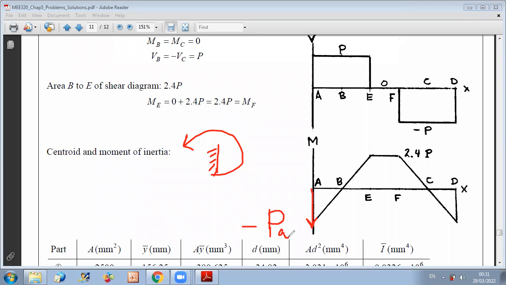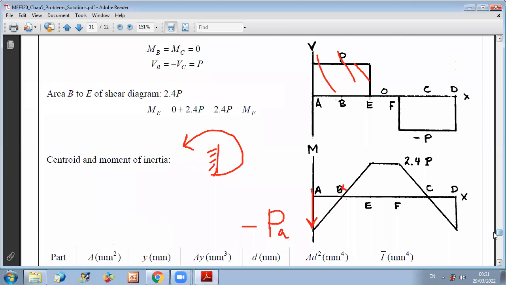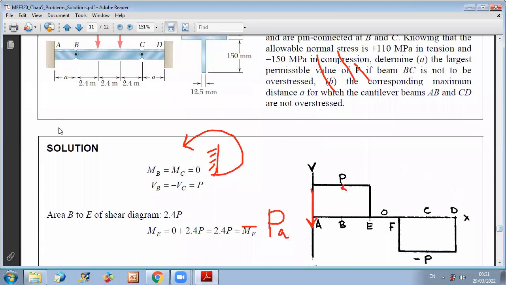Okay, now if you want to plot M, all you have to do is say that from A to E, as expected, I should have a bending moment of 0 at B because it's a hinge. And as I go from A to E, the increase in moment is equal to the area under this curve. We know that the distance from A to B is A, and the distance from B to E is 2.4. So this part is A.